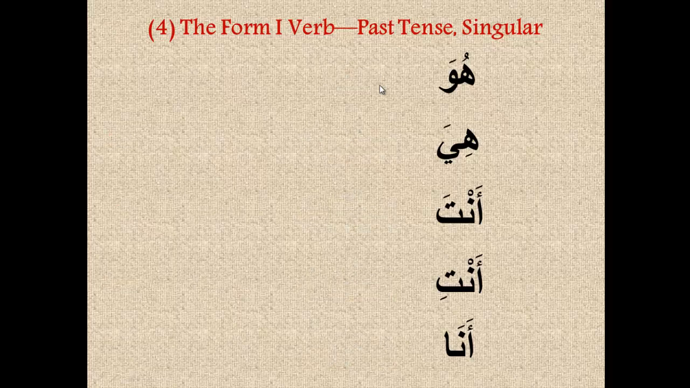And the last possible combination is fa'ila, in which the middle root takes a kasra. And this is again considered a form 1 verb, one of the variations of the form 1 verb, in addition to fa'ala and fa'ula. The verb is kariha.